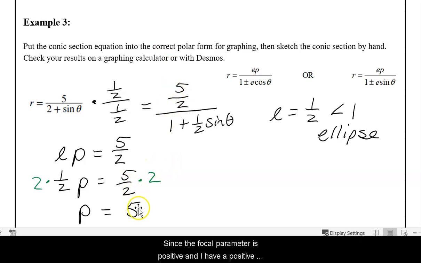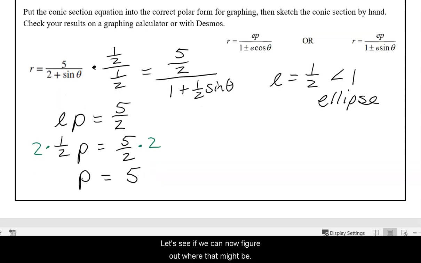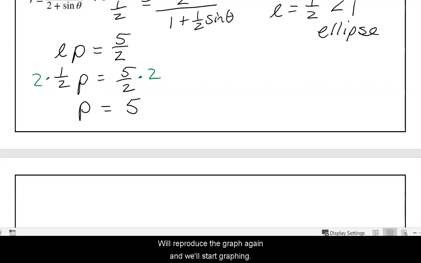Since the focal parameter is positive and I have a positive in the denominator, I know that the closest directrix line will be located in the positive direction with respect to the pole. Since the equation involves sine, which is a vertical controlling function, then that means the directrix will be above the pole and parallel to the polar axis. Let's see if we can now figure out where that might be. We'll reproduce the graph again and we'll start graphing.